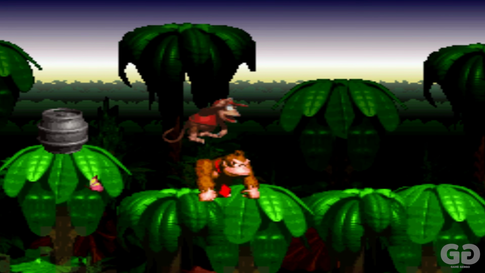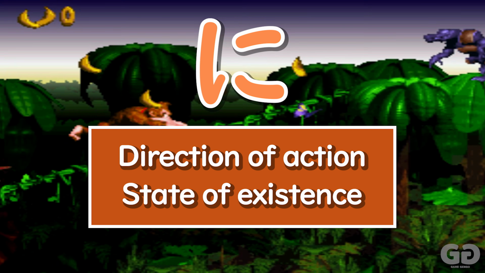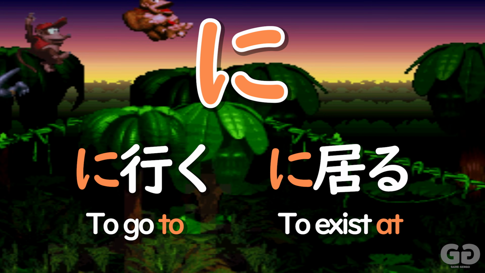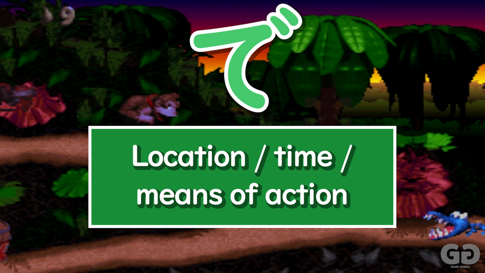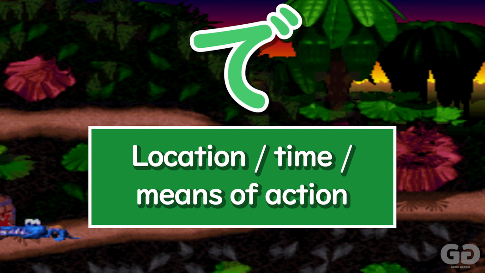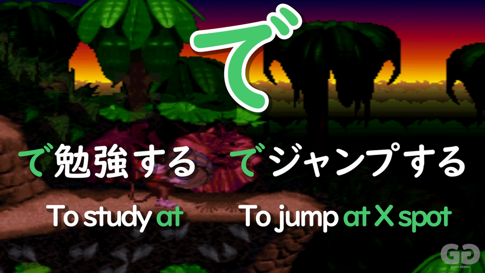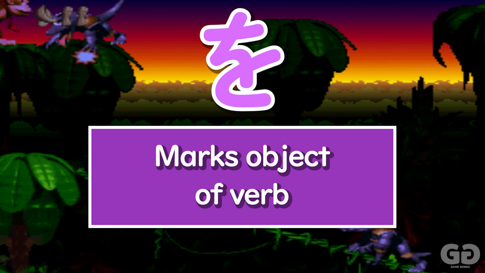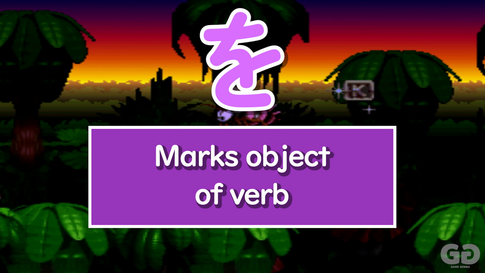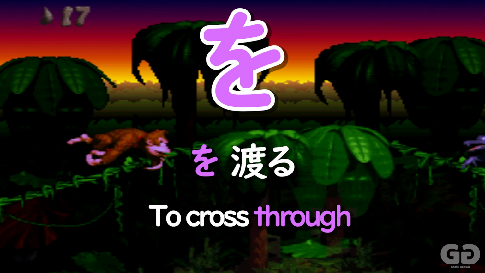So just remember that ni is used for direction of action or states of existing, like ni iku, to go, ni iru, to exist. De is used when you're putting emphasis on an exact spot where something takes place. De benkyou suru. De, jump shiteiru. And o is used for expressing crossing, going through. Like for example, o wataru, to cross through.